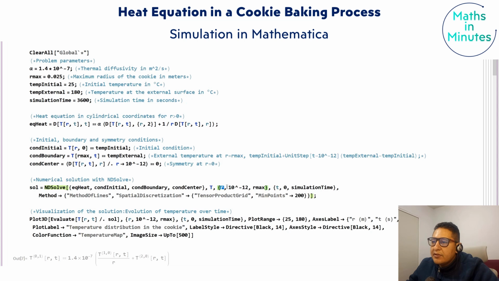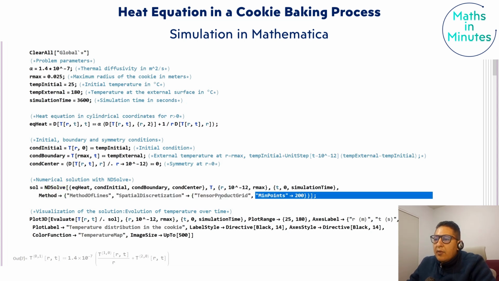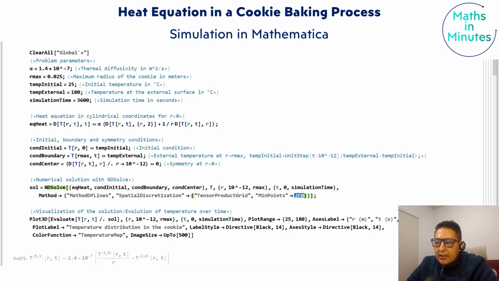In this case, the radius begins at 10 to the minus 12 until the maximum radius, and the time is between 0 and the simulation time that we defined before. The method that we're using here is the method of lines, which consists of a discretization of the spatial variable, in this case the radius, with a tensor product grid, and the minimum points used is equal to 200. You can also change this to get more accuracy, but I think with this value it is good enough.